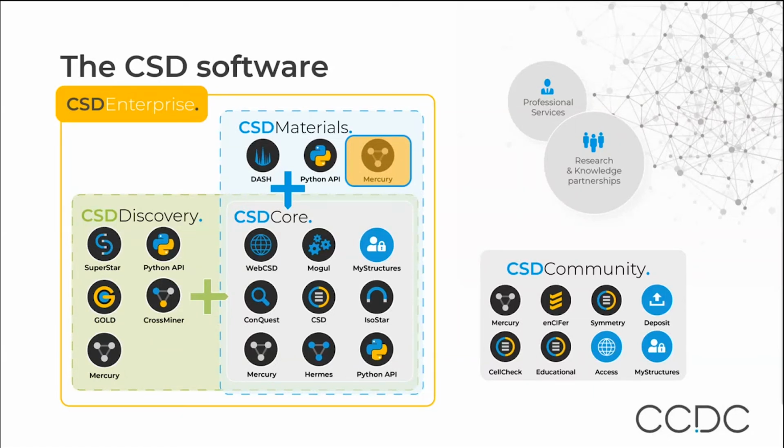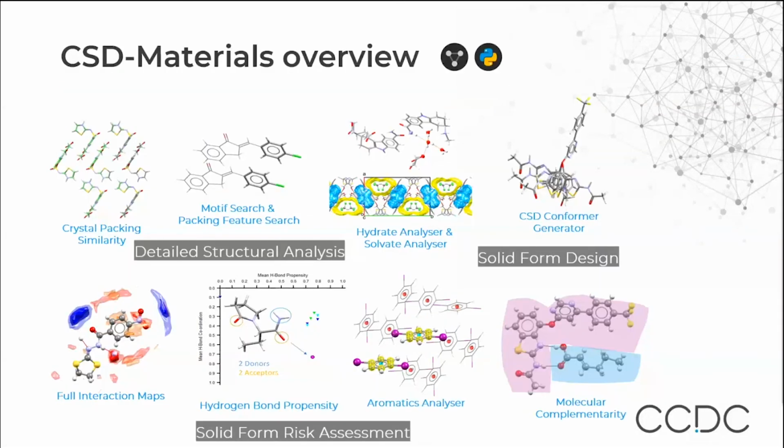And today we're going to be focusing on CSD materials and particularly the functionality available through our Mercury software. So here you can see some of the components: crystal packing, motif search, hydrate analyzer to do detailed structural analysis, our CSD conformer generator to help with solid form design, and then a range of different software and different functionality to help solid form risk assessment.